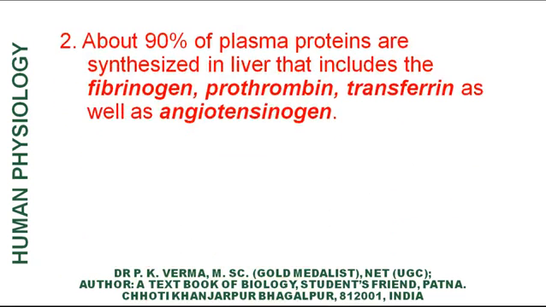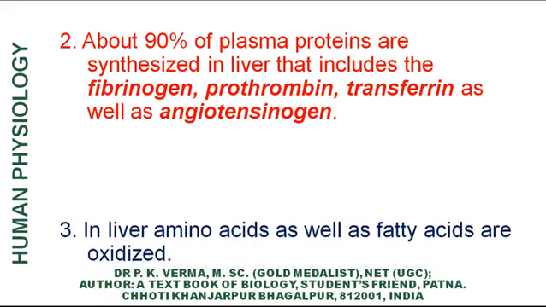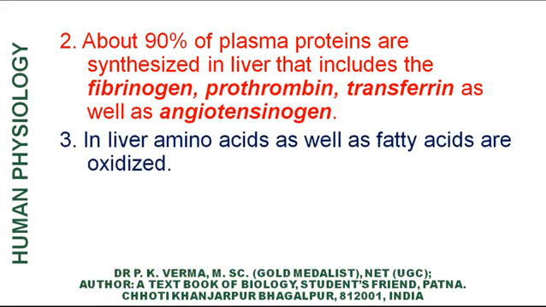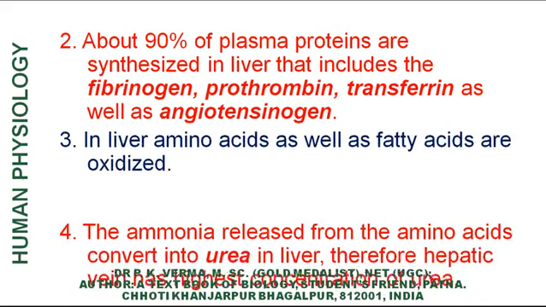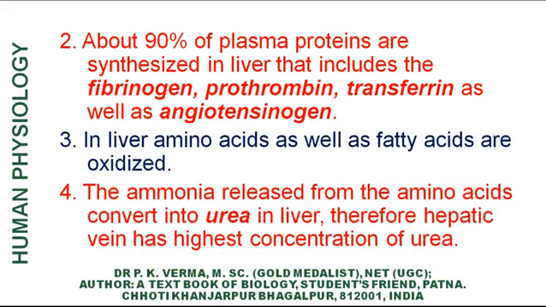About 90% of plasma proteins are synthesized in the liver. That includes fibrinogen, prothrombin, transferrin, as well as angiotensinogen. In the liver, amino acids as well as fatty acids are oxidized. The ammonia released from amino acids is converted into urea. Therefore, hepatic veins have the highest concentration of urea.